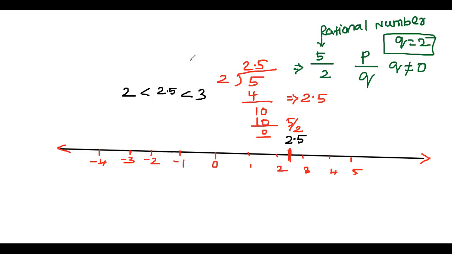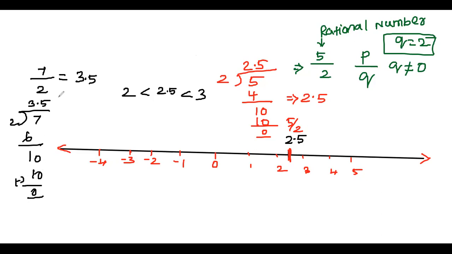For example, assume you have 7 by 2. What is 7 by 2? Can I say 7 by 2 is 3.5? Yes, ma'am. 2 threes are 6. Remainder is 1. Keep a decimal, include 0 and 5. 10. The remainder is 0. So 3.5 is the quotient. That's your answer.